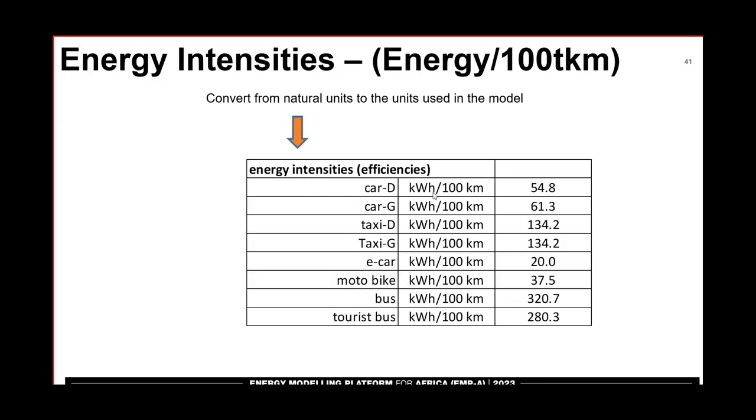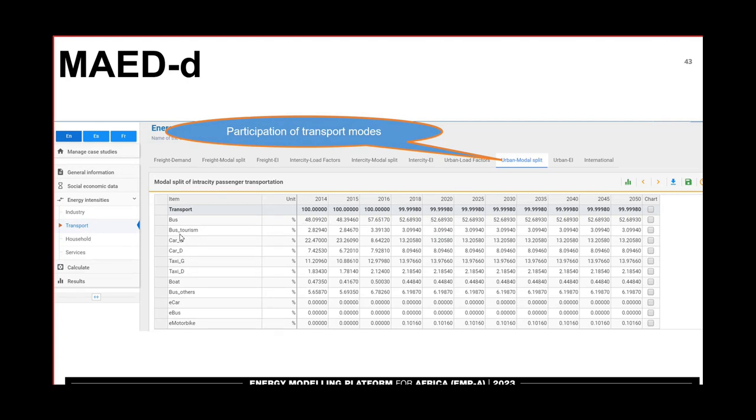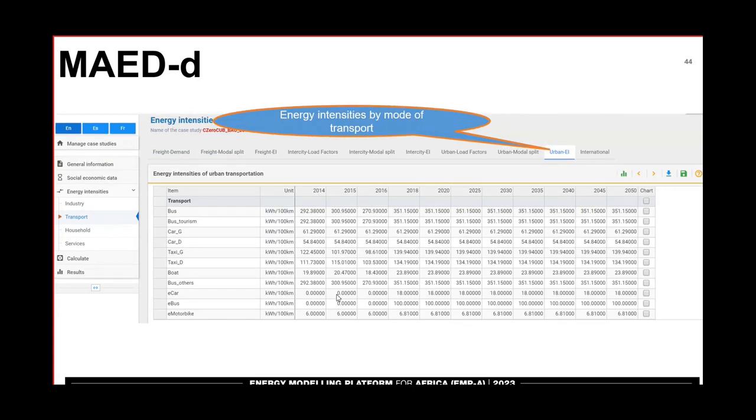And finally, the intensities or the specific energy consumption are defined here in terms of energy unit per 100 kilometer. So we'll just convert our liters per 100 kilometer into kilowatt hours per 100 kilometer. Those are the input parameters that we will now type in the model. Here we have the distance traveled that we have to type, then the load factors that we will type here, and on the next sheet we will type the modal split of each transportation mode, and finally the energy intensity of the transportation mode.